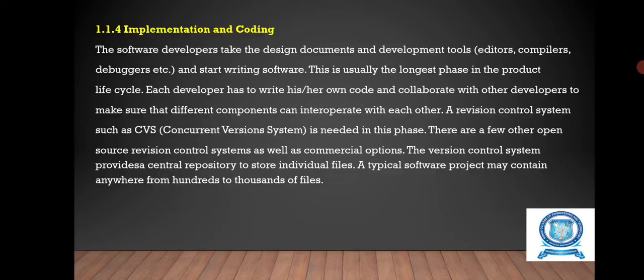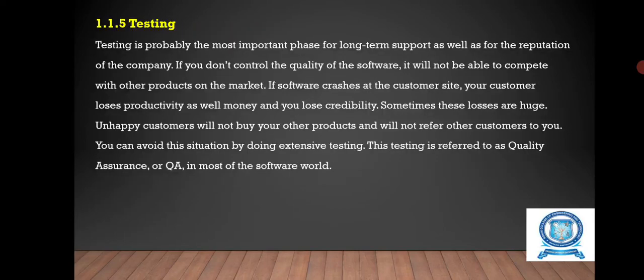A revision control system such as CVS, that is the Concurrent Versions System, is needed in this phase. There are a few other open source revision control systems as well as commercial options. The version control system provides a central repository to store individual files, and a typical software project may contain anywhere from hundreds to thousands of files.